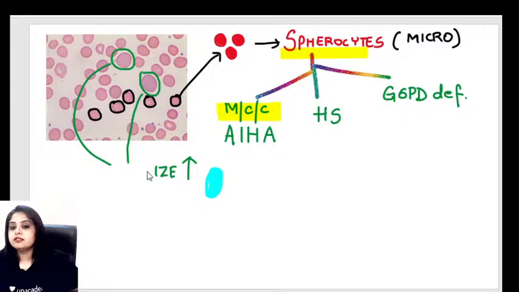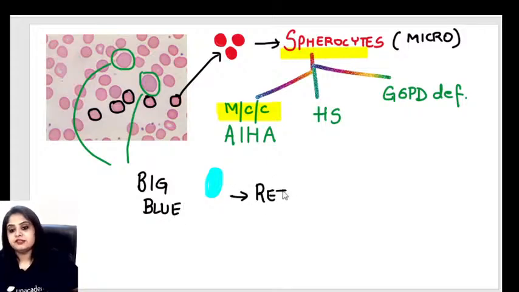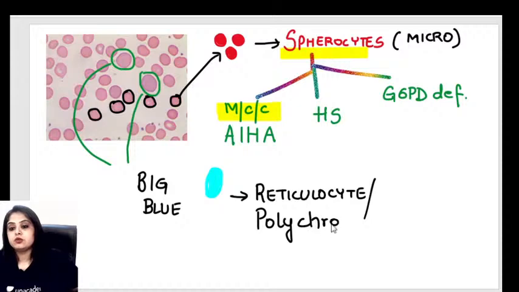So how have I learned these cells? Please remember, when I'm seeing cells which are big and blue, the red blood cells which are big and blue are known as the reticulocytes. Yes, what is the other name for a reticulocyte? Reticulocyte is also known as a polychromatophil. The two names of a reticulocyte are firstly reticulocyte and second it is a polychromatophil. And how will I identify it? Apart from the regular cells, it will be big and it's going to be blue.